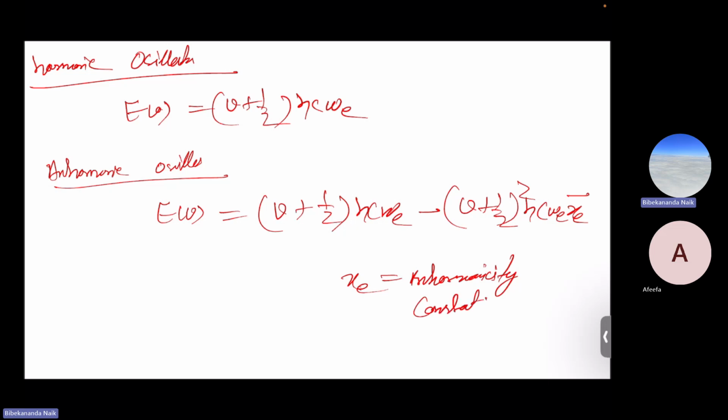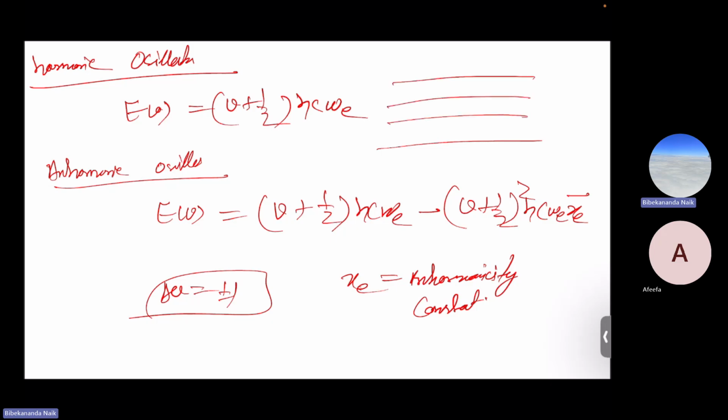So again the selection rule delta v is equals to plus minus 1. So here you see the energy levels are equally spaced, because it was half, 3 by 2, 5 by 2, like that. So there is a single spectra. Again h c omega e, this is h c omega e, so we get a single spectra corresponding to the transitions.